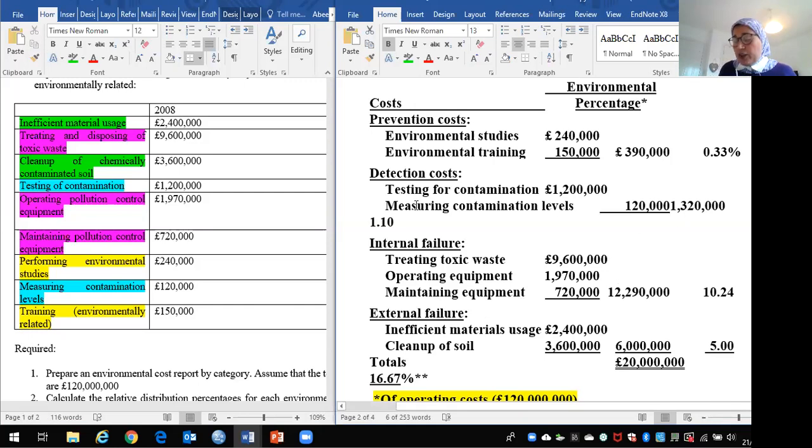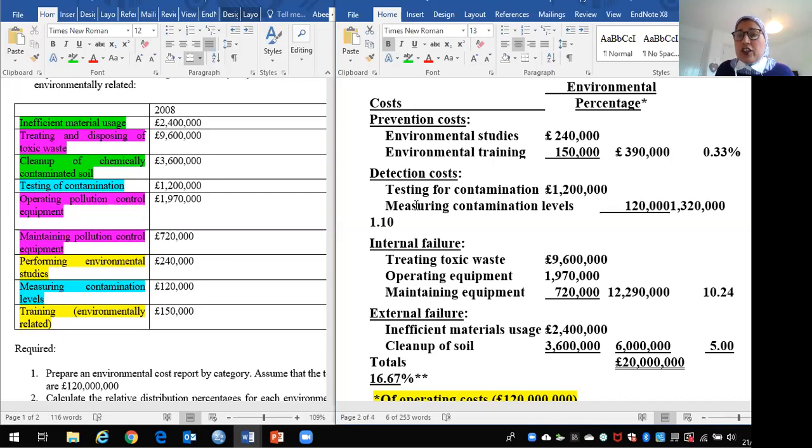Sorry, we'll do the same with detection. So detection here is 1,200,000. Where do I get this 1,200,000 from? Go for the items that we colored blue. So testing for contamination, 1,200,000, and measuring the contamination levels is 120,000. Add them together, calculate the percentage.